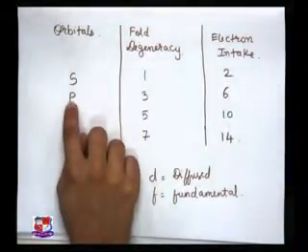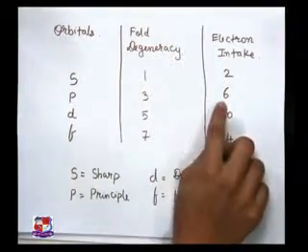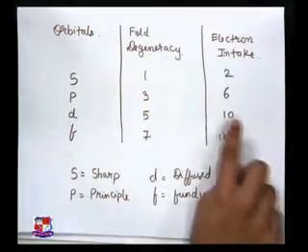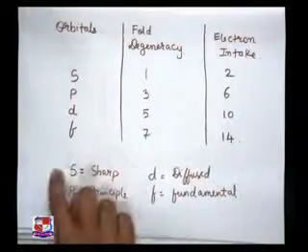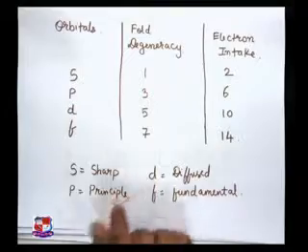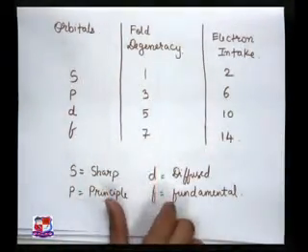p orbital, it is 3-fold degenerate, so you can take 6 electrons. d orbital, it is 5-fold degenerate, so you can say 10 electrons can be accommodated. f orbitals can have 7-fold degeneracy, so it can take up 14 electrons. Now the full form of SPDF is sharp, principal, diffused and fundamental.